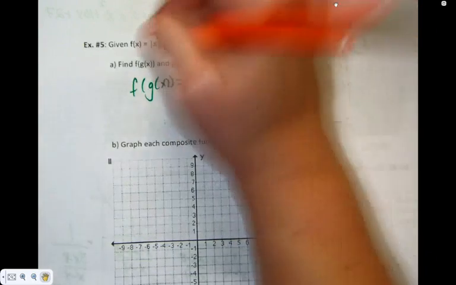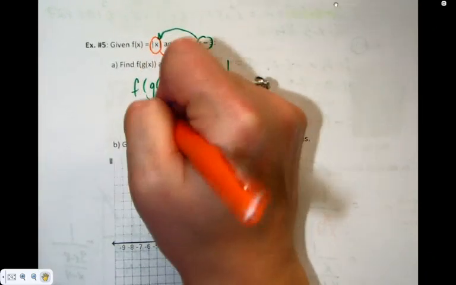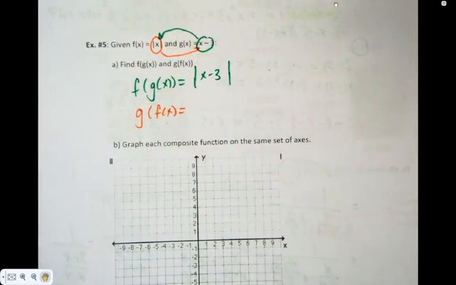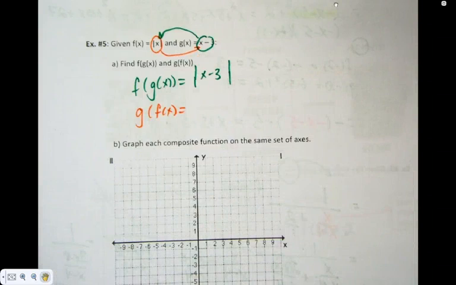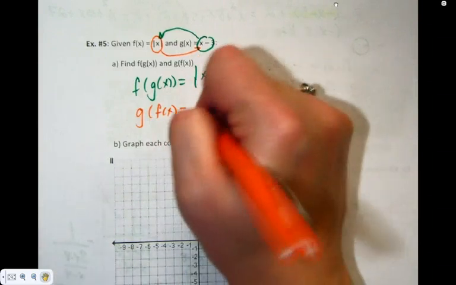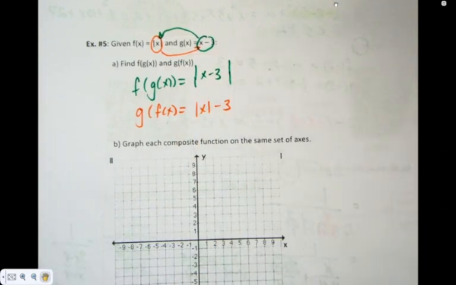g of f of x means f of x is going into g of x. So instead of x, I'm going to put absolute value of x, high five back there, and then I still have that negative 3 hanging around at the back. And so the first point of this question was just to prove that they're not going to be the same thing necessarily. So if we switch the composition, we're going to get completely different functions.